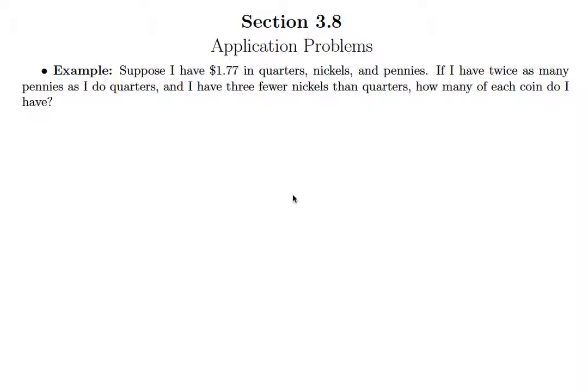All right. So first of all, let's understand what they're asking us to find. They're asking us to find the number of quarters, nickels, and pennies. So we want to know how many of each we have. Of course, we have to come up with a variable to represent these, but we can only have one variable involved, otherwise we won't be able to solve our equation.